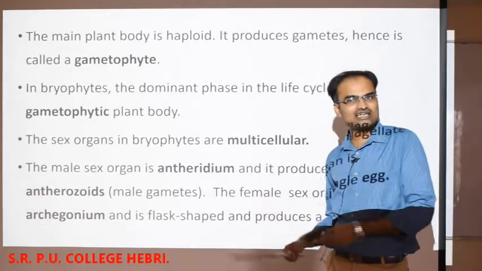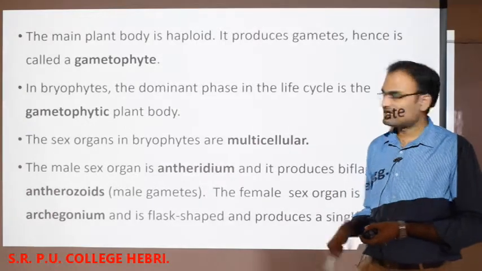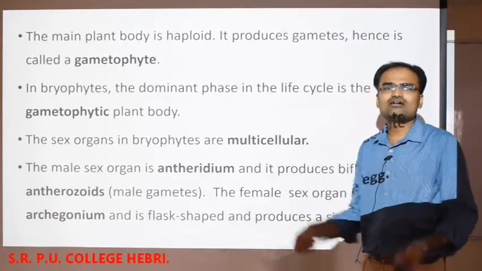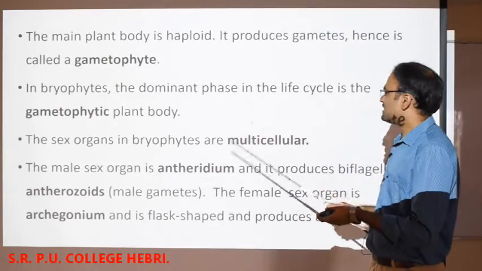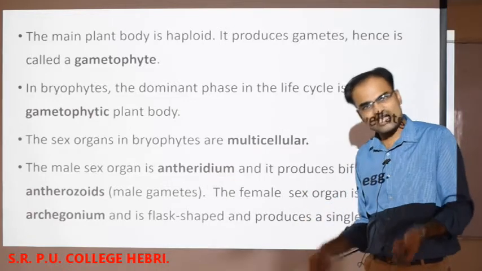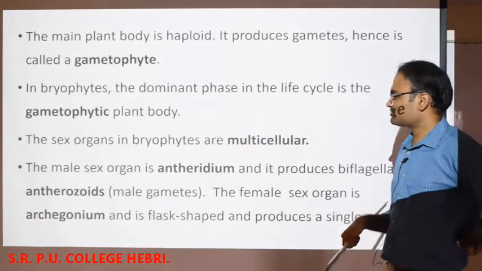Like in algae it was the gametophyte, like that in bryophyte also it is the gametophyte. It is the dominant one. That means the entire body is gametophytic. That means the entire body is a haploid one. The entire body is haploid and it is the body which is going to produce the gametes.